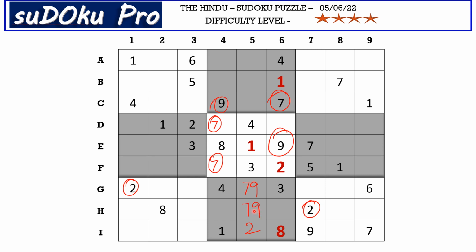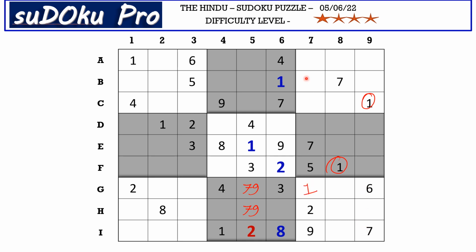Now in this block there are only 2 empty cells and the missing numbers are 5 and 6. So still we do not have any clues of 5 and 6 around. So let's move on. There is a 1 here in column 9 and a 1 here in column 8 blocking these two columns. So 1 goes here in G7.